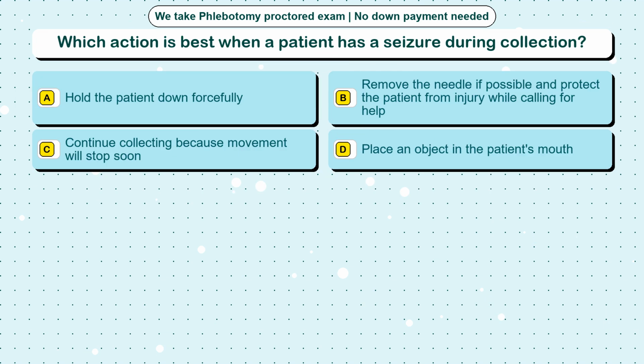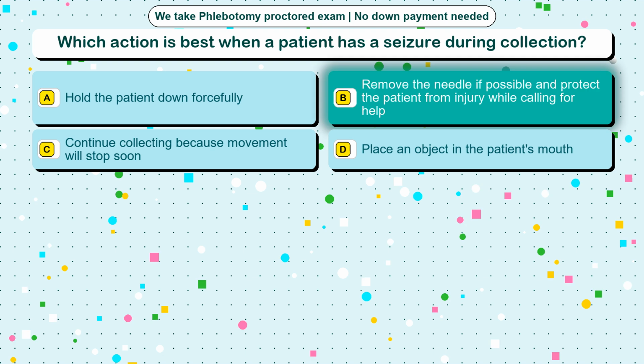Question 99. Which action is best when a patient has a seizure during collection? Option A. Hold the patient down forcefully. Option B. Remove the needle if possible and protect the patient from injury while calling for help. Option C. Continue collecting because movement will stop soon. Option D. Place an object in the patient's mouth.